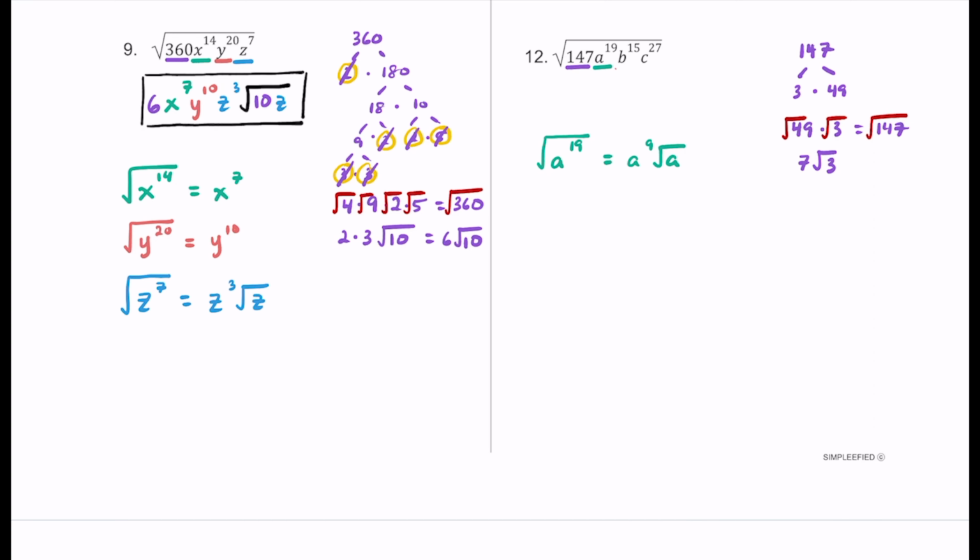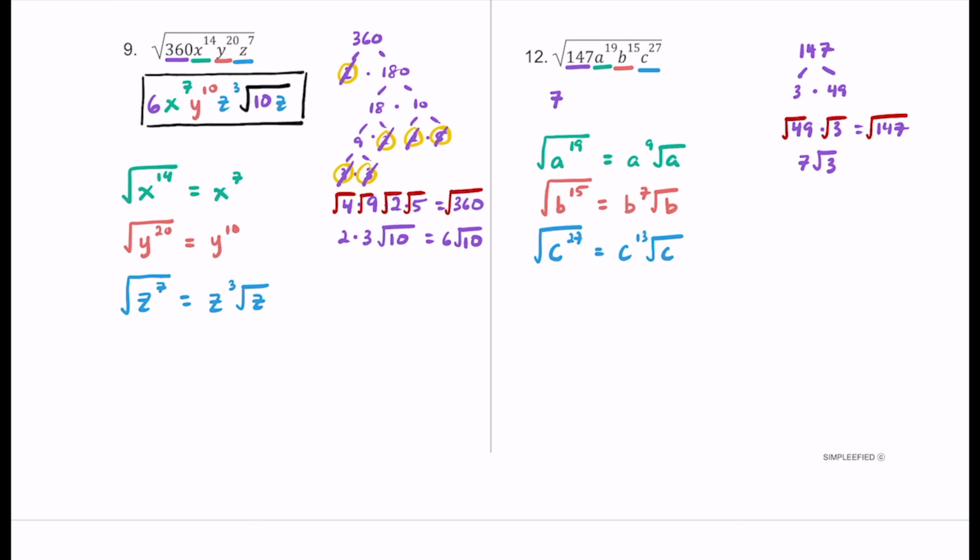Then we go over to this b to the 15th power. If you go ahead and take the square root of b to the 15th, take away 1, that's b to the 14th. The square root of that is going to be b to the 7th power. There's going to be an extra b. And then finally, this c to the 27th power. We take c to the 27th to take the square root. Then that's an odd one, so take away 1, that's c to the 26th power, but half of 26 is 13, so the square root of that is c to the 13th power, and there's an extra c kind of hanging out inside there. So what came out is the 7, the a to the 9th, the b to the 7th, the c to the 13th. Those are all the square roots.